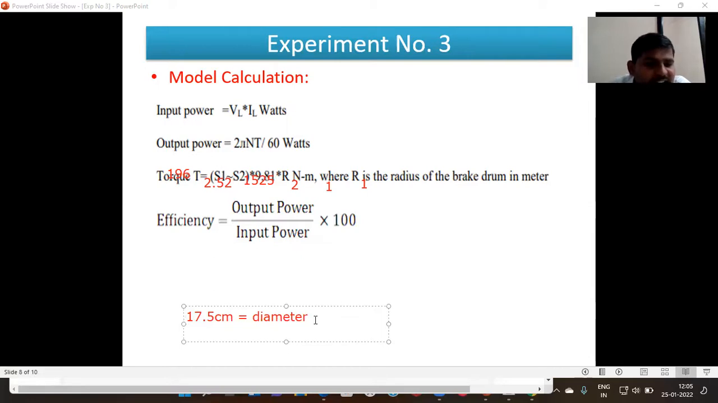I want to convert it into meter. Also I want the value of radius. Radius ची व्हॅल्यू पाहिजे. किती येईल रेडियस याच्यावरून? रेडियस किती येईल? 17.5 divided by 2. It is nothing but radius, no? Diameter divided by 2.